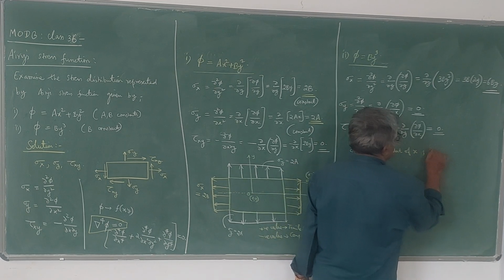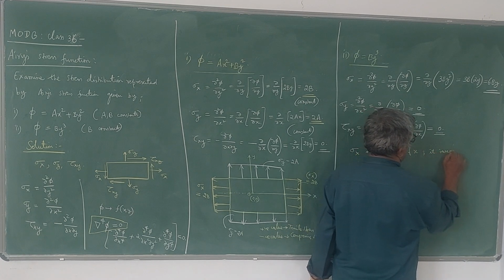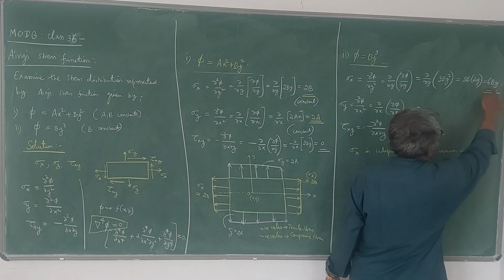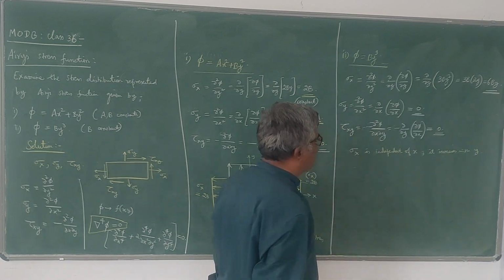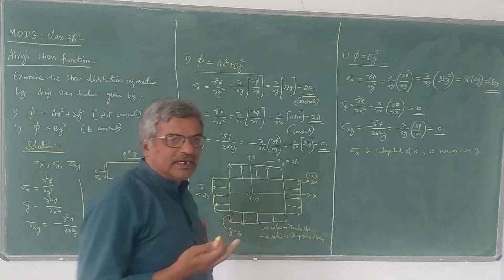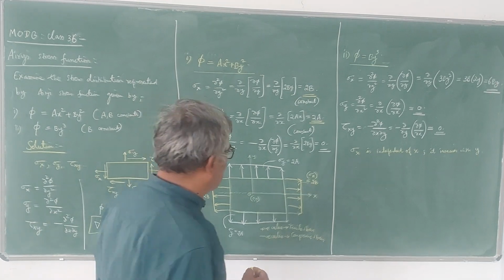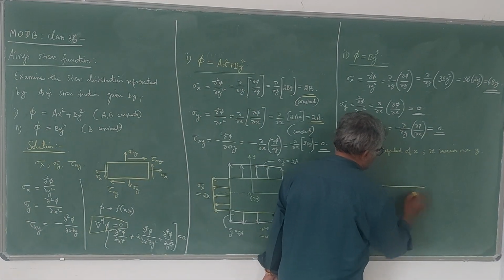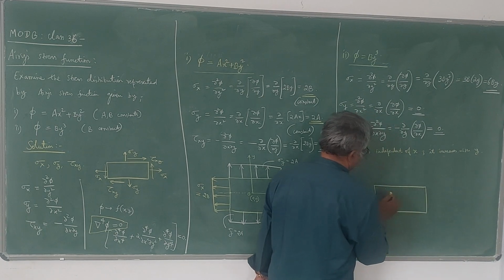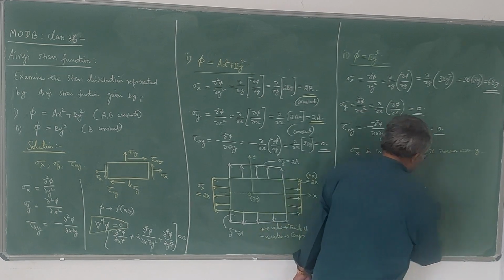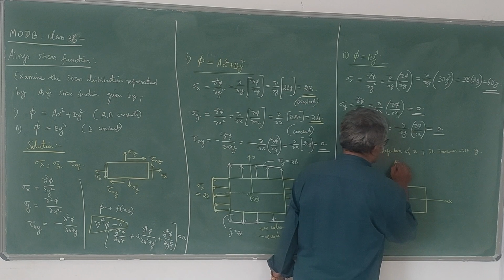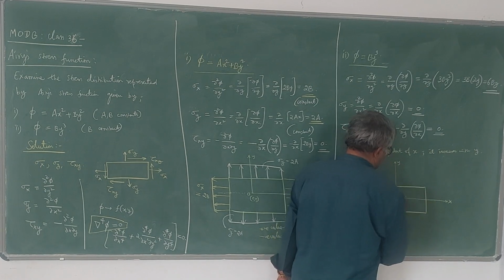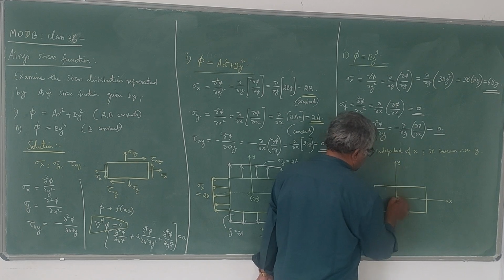It depends, it increases. It increases with y, because sigma x is 6b y. 6b is constant. As y increases, sigma x also will increase. Now, to represent this in a stress distribution diagram, once again I will take the x-axis and y-axis, with origin 0, 0. X is measured like this, y is measured like this.